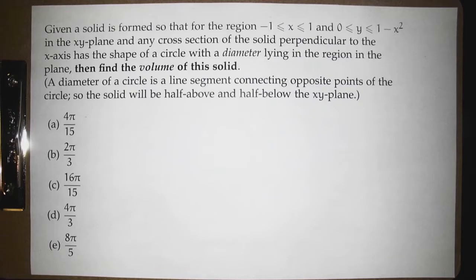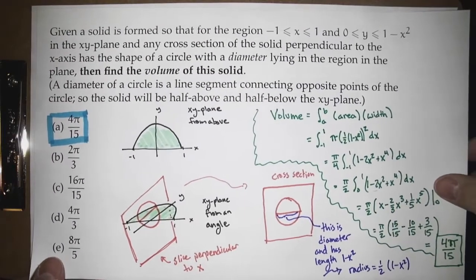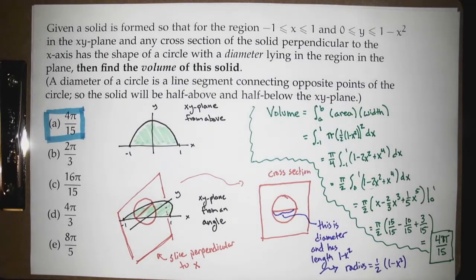You have a 1 in 5 chance. B. Interesting choice. Not B. Now you have a 1 in 4 chance. Your odds have improved. A. Another good choice, because it's right. So the answer is 4 pi over 15.